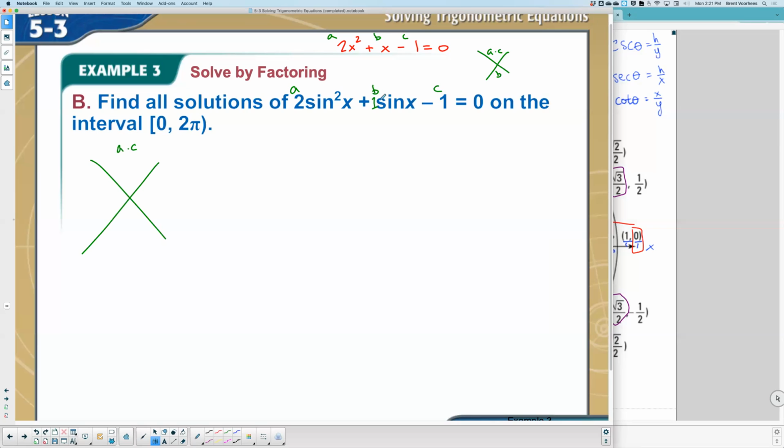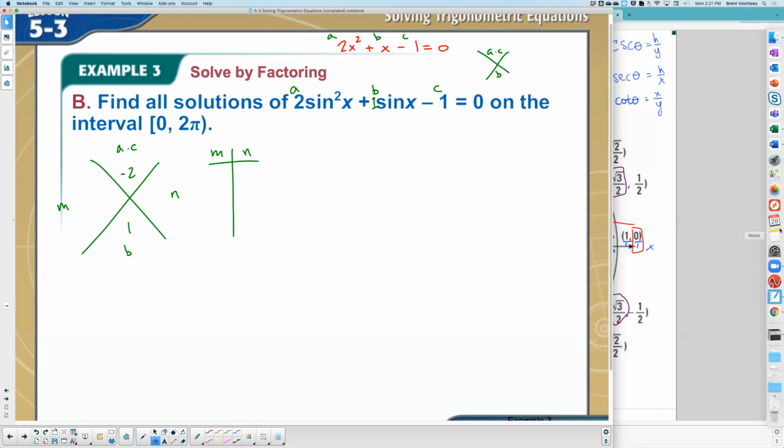What is 2 times negative 1? Negative 2. And then B is 1. Goes down here. Now we're going to look for 2 numbers, which we called M and N at the beginning of the year. 2 numbers that multiply to be the numerator and add or subtract to be the denominator. So I'm looking for 2 numbers that multiply to be negative 2 and add to be 1. Sorry, I'm tongue-tied all day today.